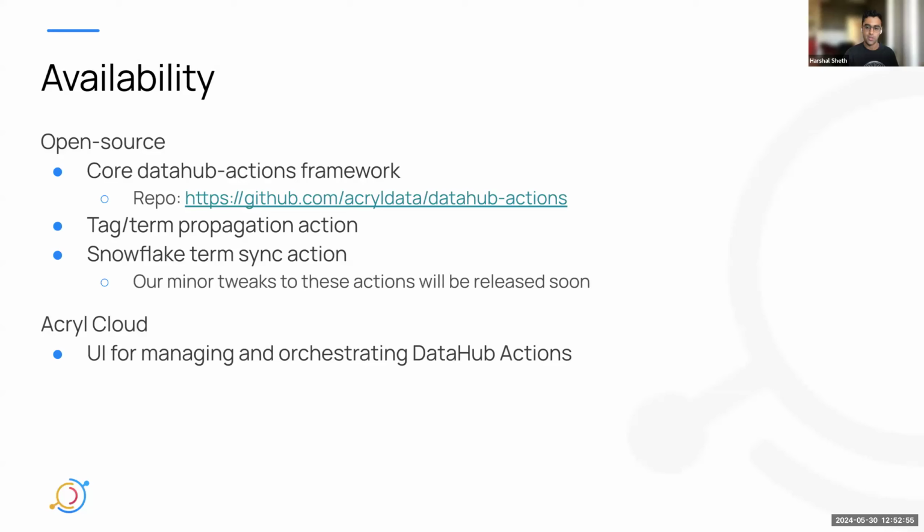As I mentioned, DataHub Actions is open source. Both of the actions that you saw demoed here are also open source, the tag propagation action within DataHub, as well as the sync from DataHub back into Snowflake. We've made some minor tweaks to those as part of the demo here, but we'll be moving those back to the DataHub Actions repo shortly. The thing that will not be open source and will only be available on Acryl Cloud is the UI for managing these things through the automations page.